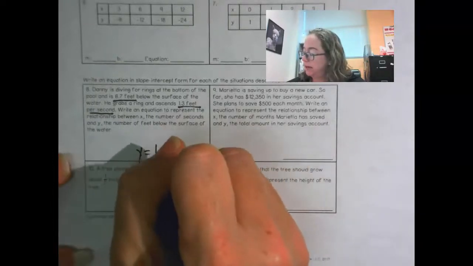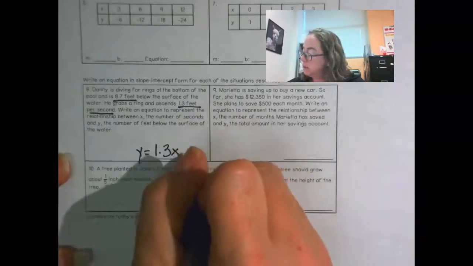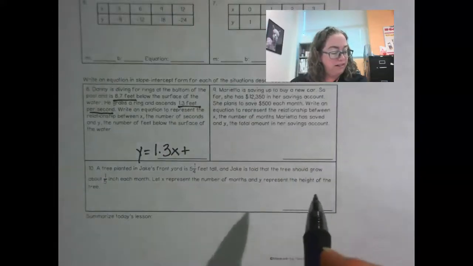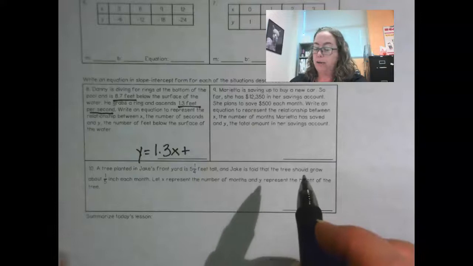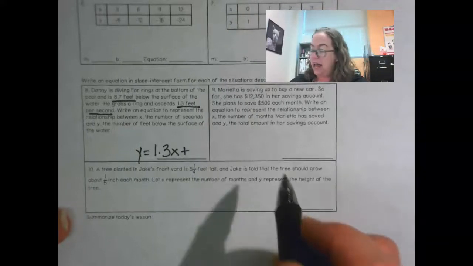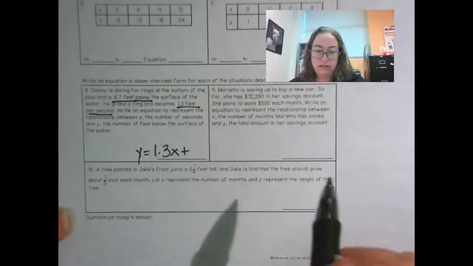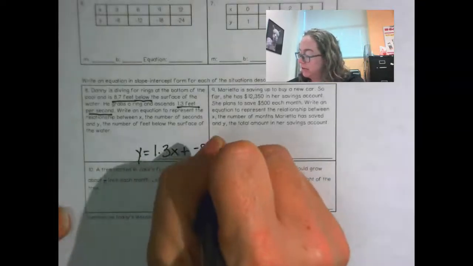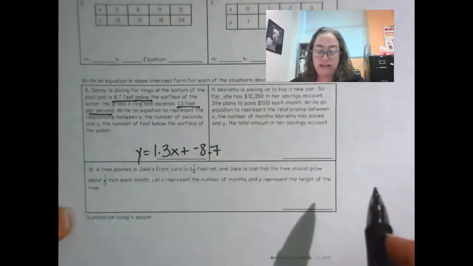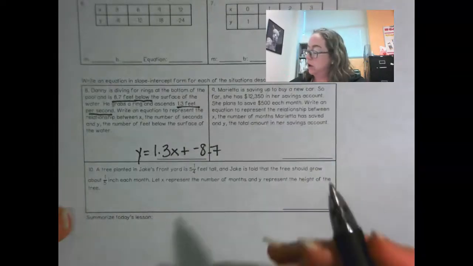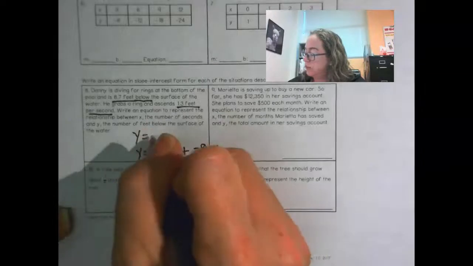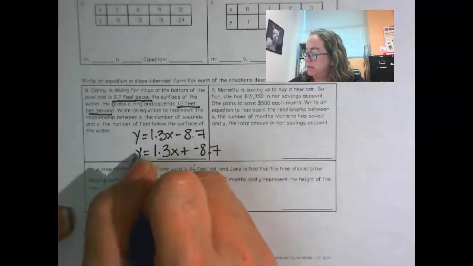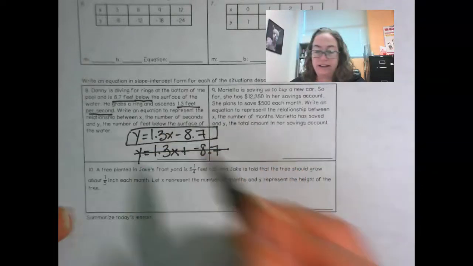So 1.3x, x being the number of seconds, plus 8.7 feet below the surface. Now, remember, he's going up, he's ascending, and this tells you he's below the surface. So do you think that's positive or negative? It would be negative. So negative 8.7, because he starts 8.7 feet down. So I would probably rewrite this just to be safe. Y equals 1.3x minus 8.7. And that way I would have my final answer right there.